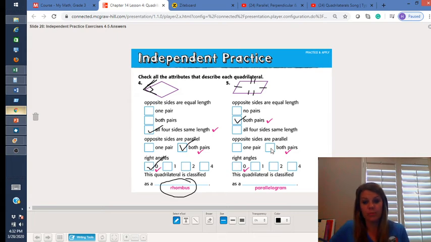Opposite sides are parallel, both pairs. No right angles, so this is going to be a parallelogram. Okay, it's also a quadrilateral, but if you're being more specific, it's a parallelogram because all of these are quadrilaterals.